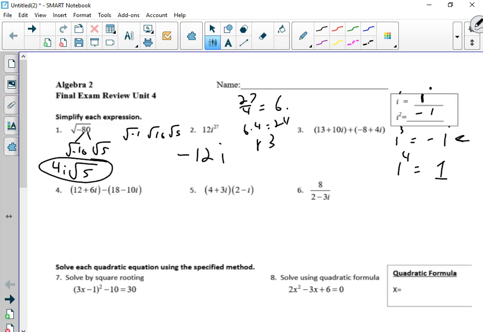Number 3, plus sign, plus sign, plus sign. Alert, we're not foiling. We are not multiplying 13 times -8. We are simply adding 13 and -8, which is 5. And 10i plus 4i, which is 14i. And remember, this is the preferred format, a plus bi. The constant plus coefficient and then i. All right?